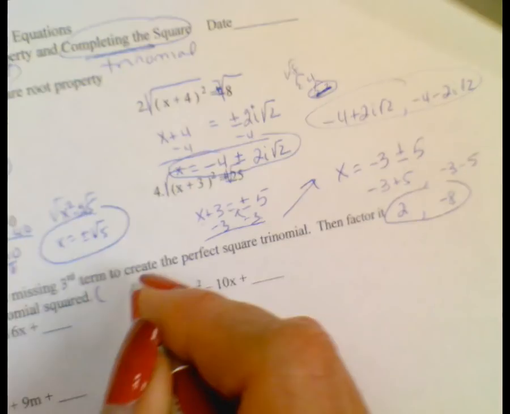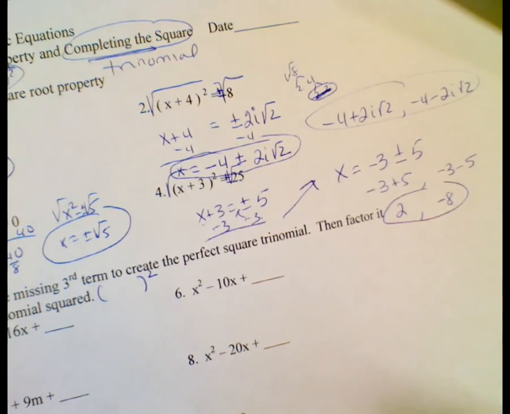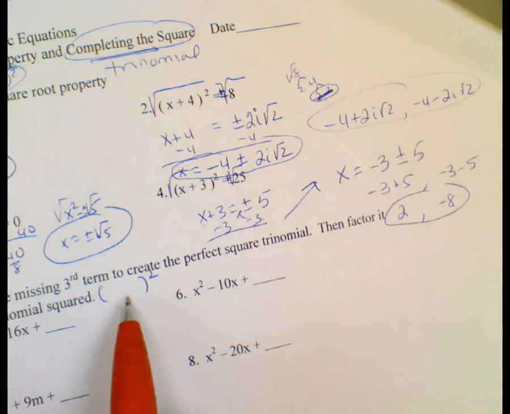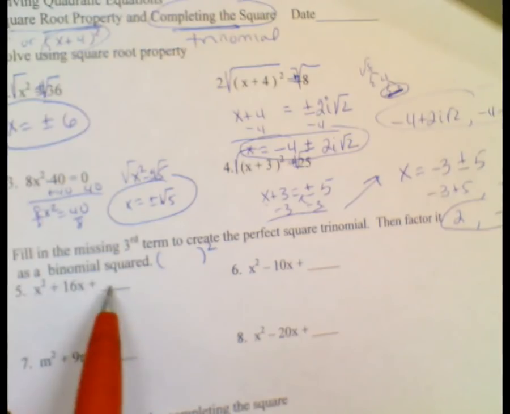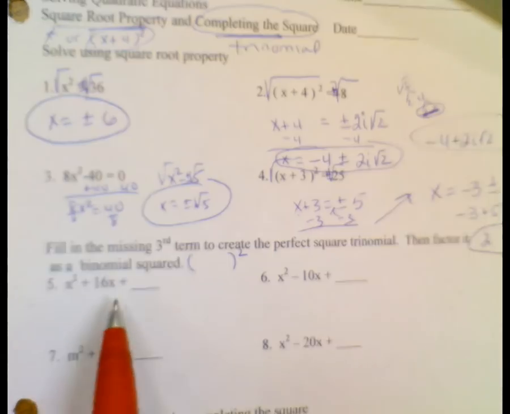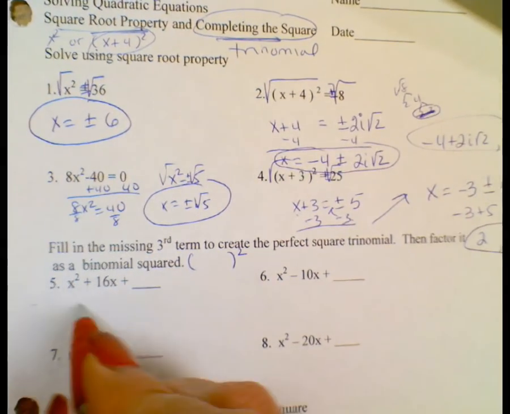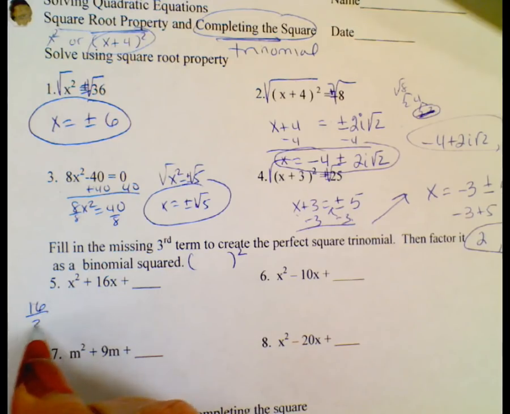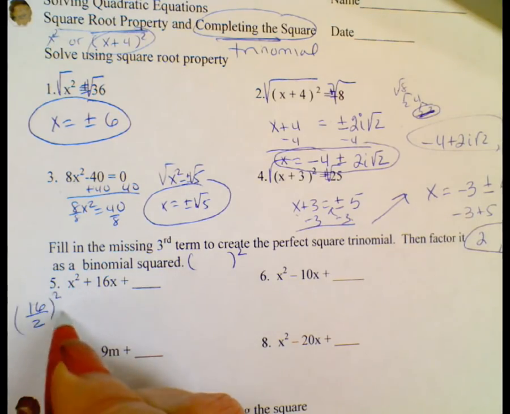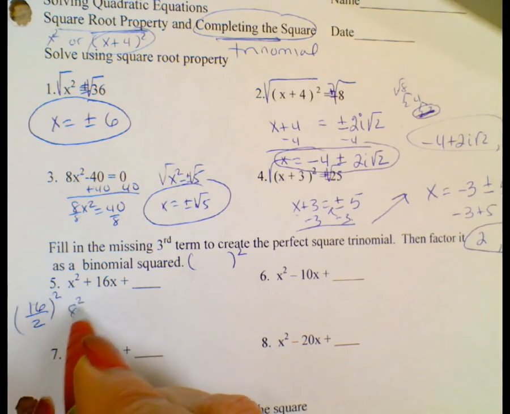A binomial square looks like this. So you're going to start with the trinomial and you're going to end up with this. So in order to get this term, it has something to do with this linear term. You're going to take half of 16 and you're going to square it. So half of 16 is 8 squared, which is 64.